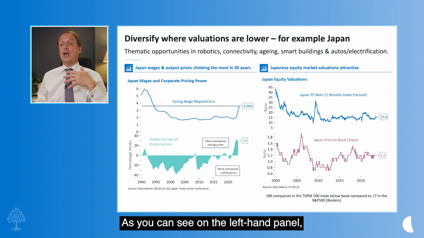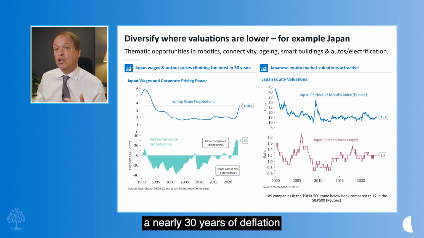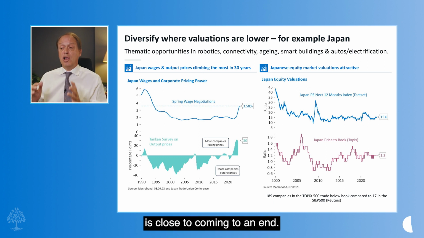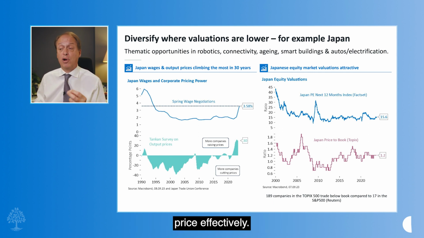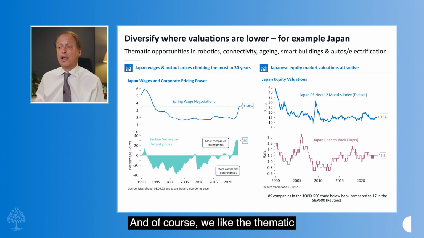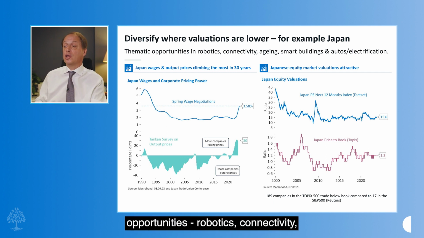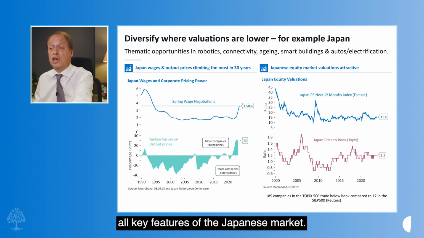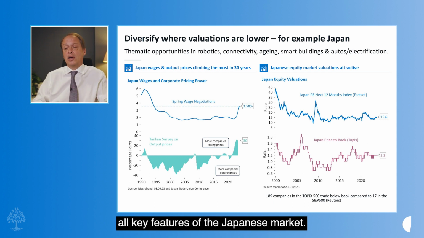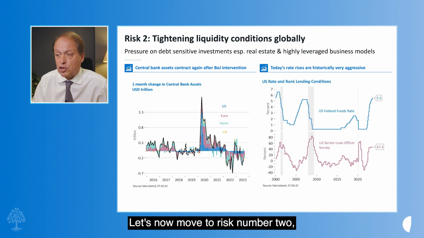And as you can see on the left-hand panel, nearly 30 years of deflation is close to coming to an end as wage negotiations rise sharply and more companies at last are able to price effectively. And of course we like the thematic opportunities, robotics, connectivity, smart buildings, autos and electrification, all key features of the Japanese market.